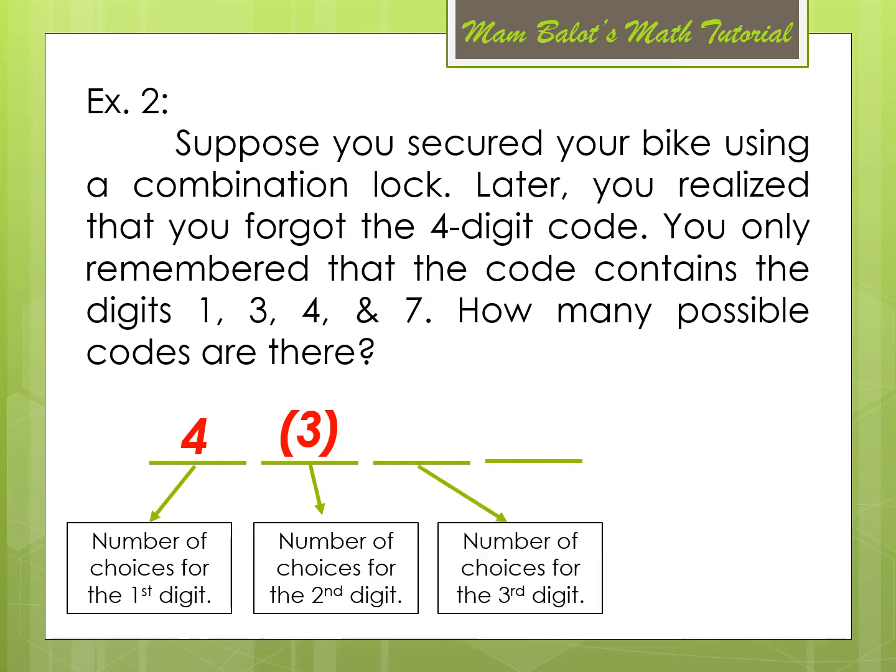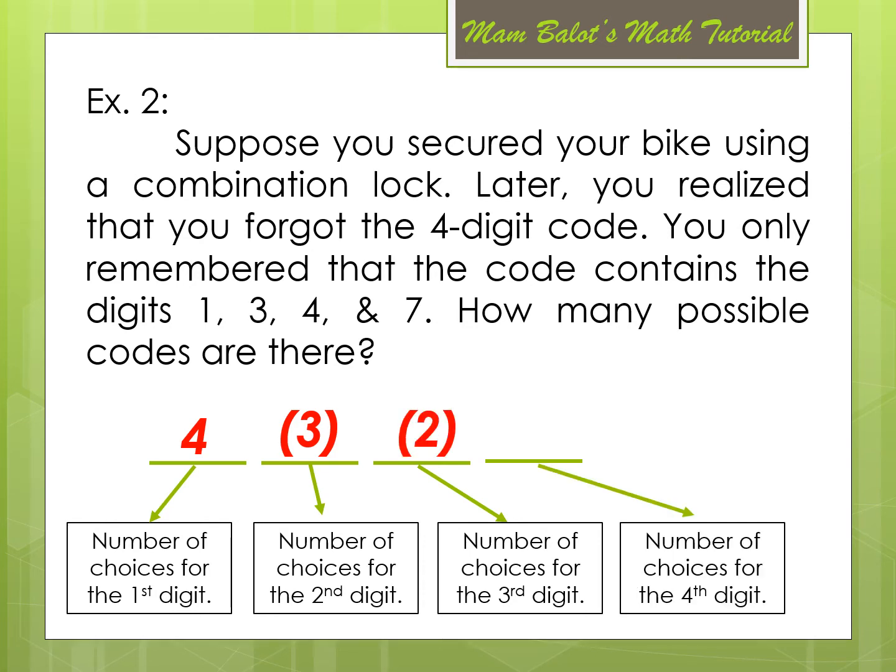And then the next is the number of choices for the third digit. So we have 2. And the last one, the number of choices for the fourth digit, is just 1. So multiplying the number of choices, we have 4 times 3 times 2 times 1. So we have 24 possible codes for the combination of a 4-digit lock.